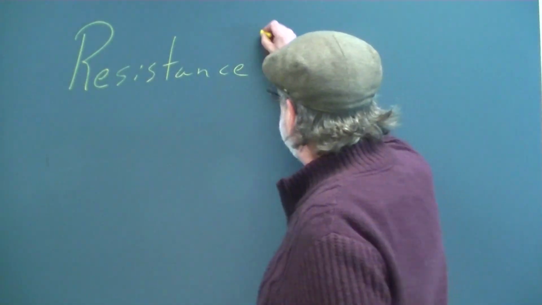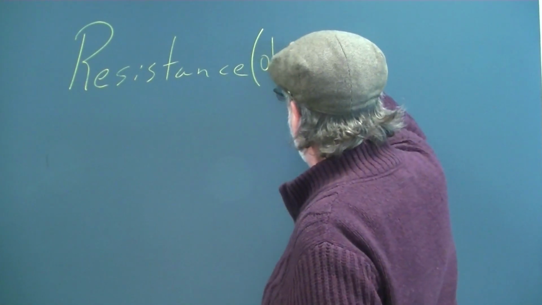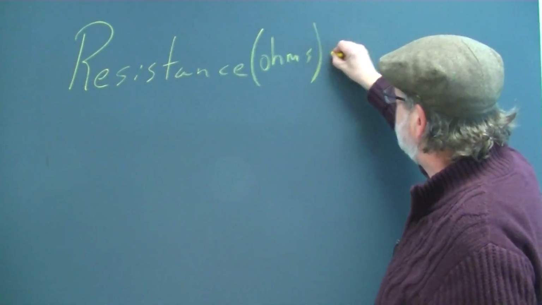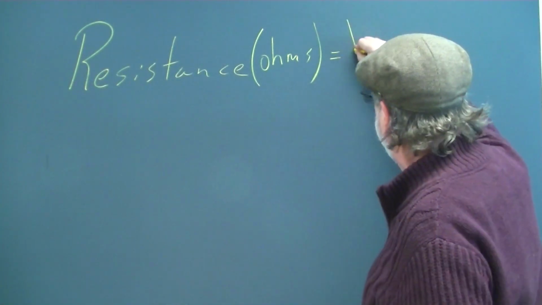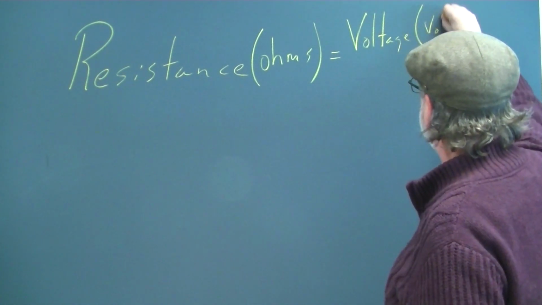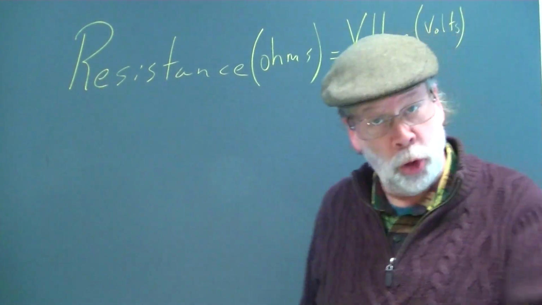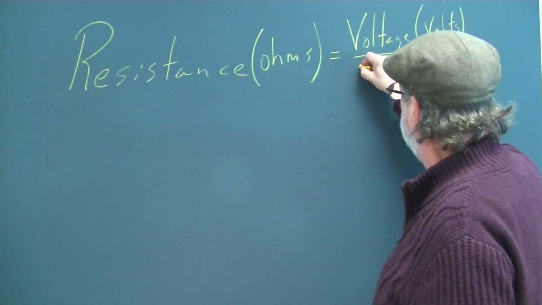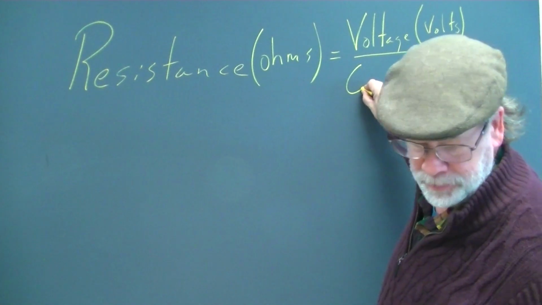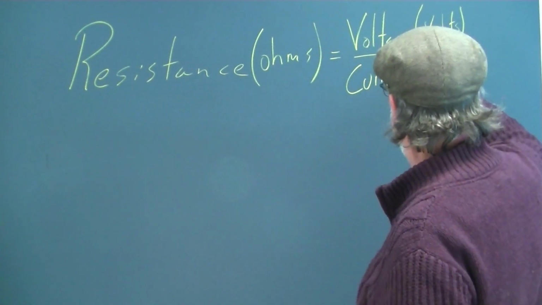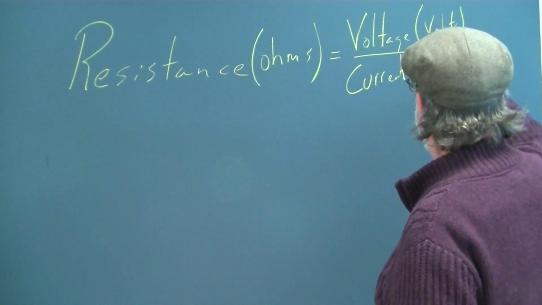So what is resistance? Resistance is measured in something we call ohms. The amount of resistance is a ratio of how much voltage, in volts, you have to push electrons through to achieve a certain current. And the current is in amps.